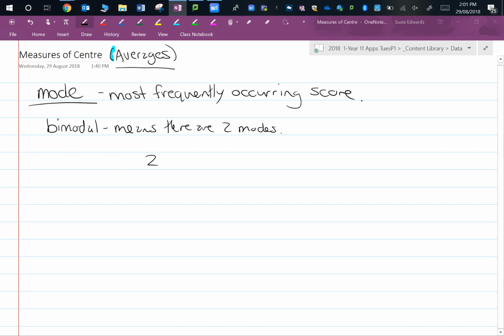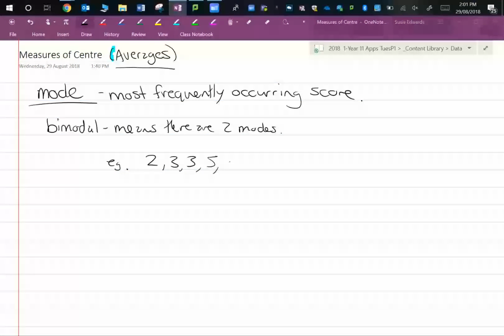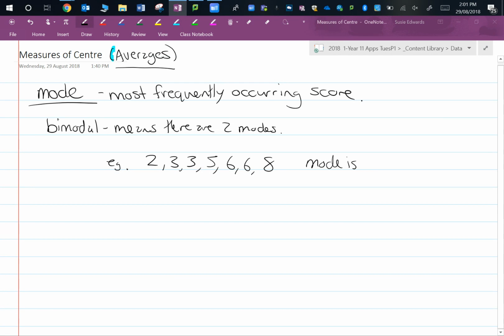So for example, if I had a set of numbers, e.g. 2, 3, 3, 5, 6, 6, 8, okay, the mode is what? 3 and 6. Now beware, you don't add them together or anything like that. There are 2 modes. Okay, so there can be 2 modes. What about if I had something like this? 3, 4, 5, 6, 7.